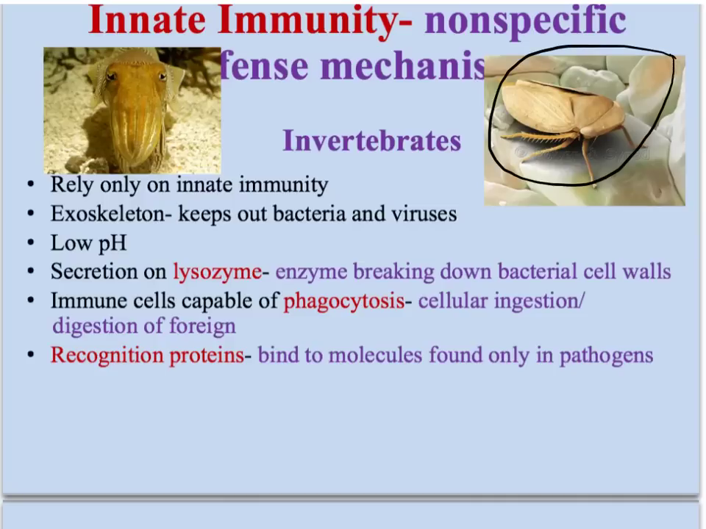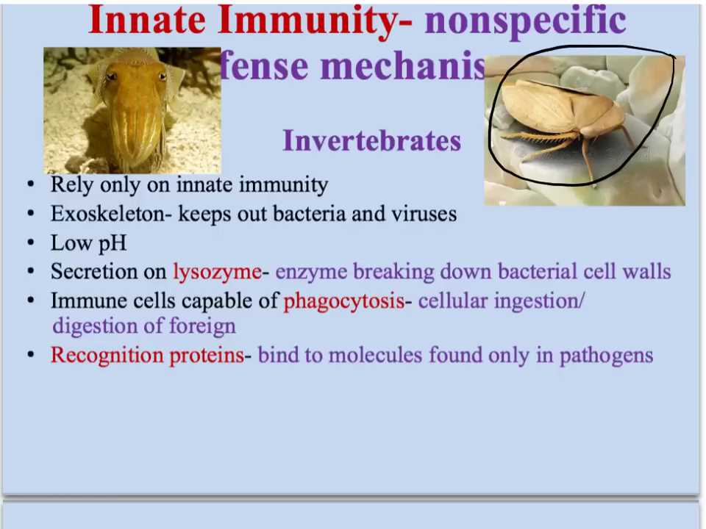So invertebrates rely only on innate immunity. They do not have adaptive immunity. They don't have antibodies or anything like that that's really specific. So first of all, insects have an exoskeleton, and this is a physical barrier to keep out bacteria and viruses. That exoskeleton is made out of chitin, which is what we talked about in the cell wall of fungus.